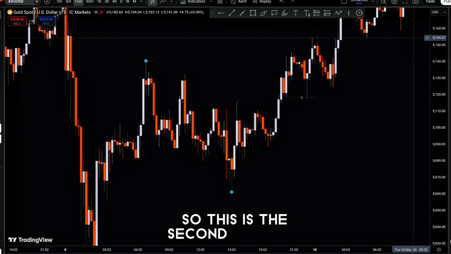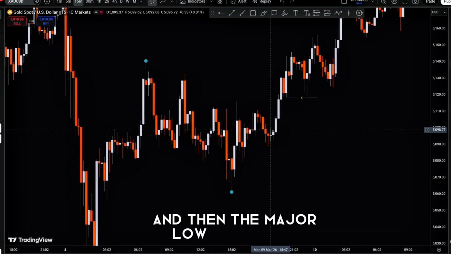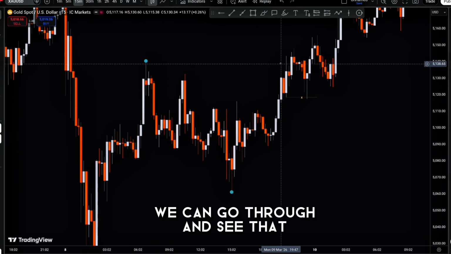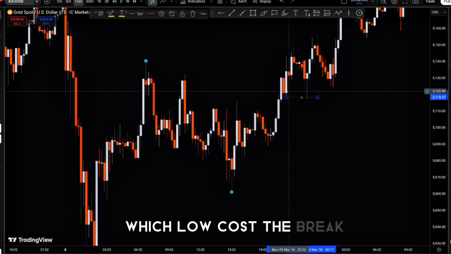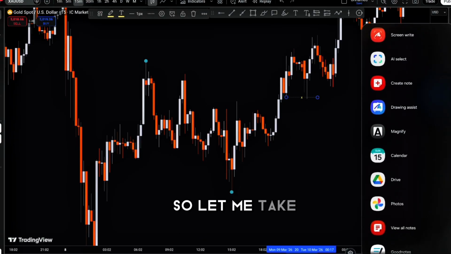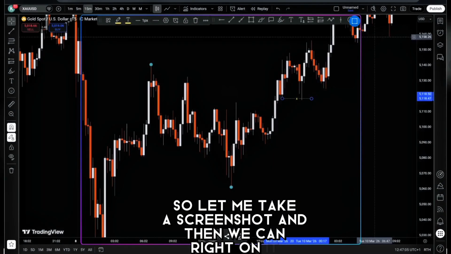So this is the second example, and as we can see, I have already marked the major high and then the major low. Price pushed. If we put a line here, we can go through and see that something broke it. Which low caused the break? You mark that as your liquidity. Simple as that. So let me take a screenshot and then we can write on it.